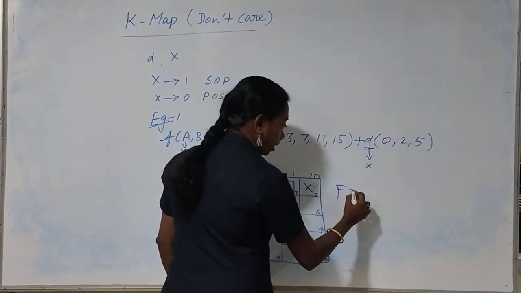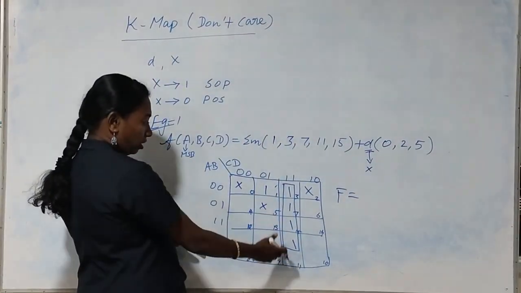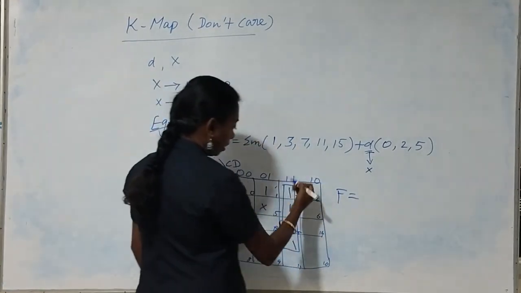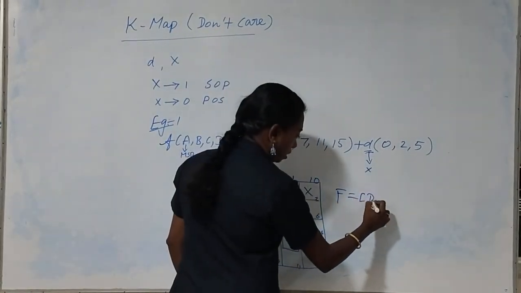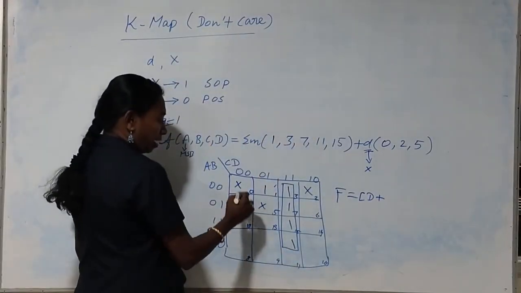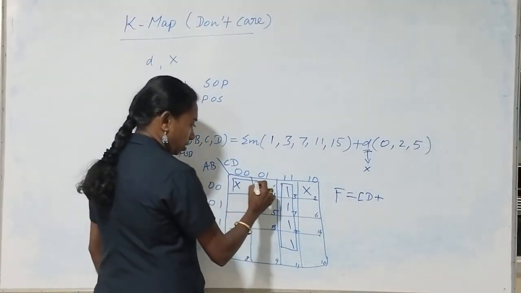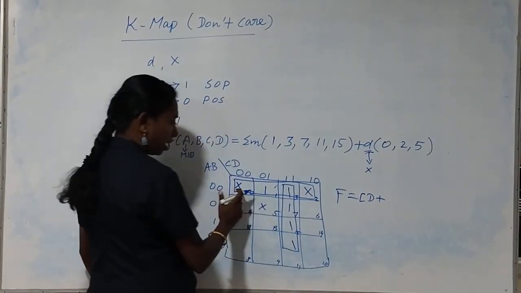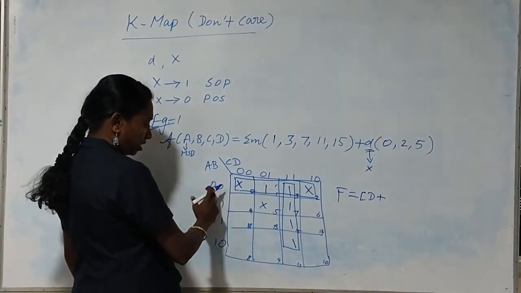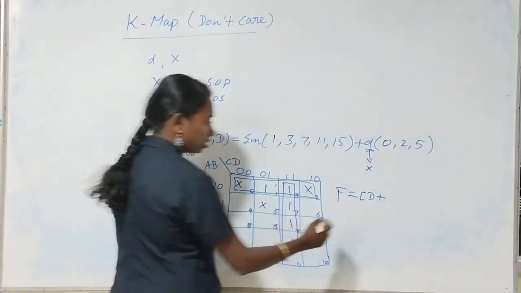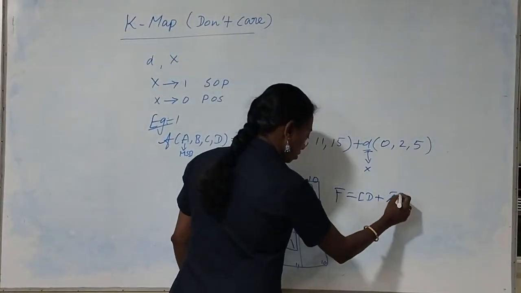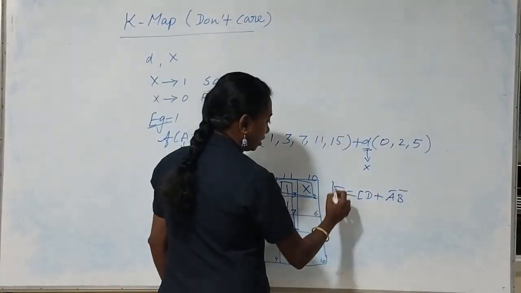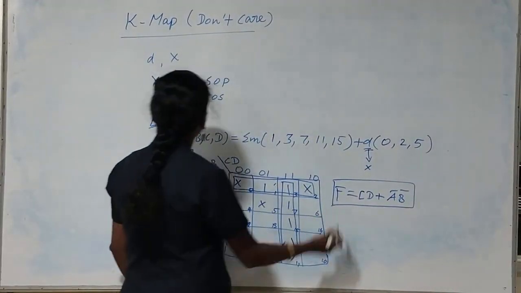So F should be equal to, so I will neglect all these numbers, only I will be taking the rows, so taking the columns which is C, D, and I am going to group this one. So I am considering this X values as 1. Okay. So the corresponding expression is 0, 0. So it is A complement, B complement. And remaining there is no value. So this will be the final expression for your problem.